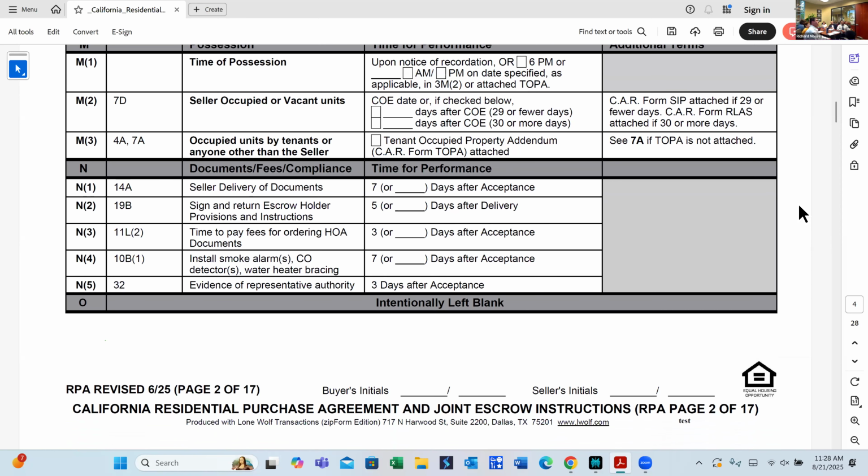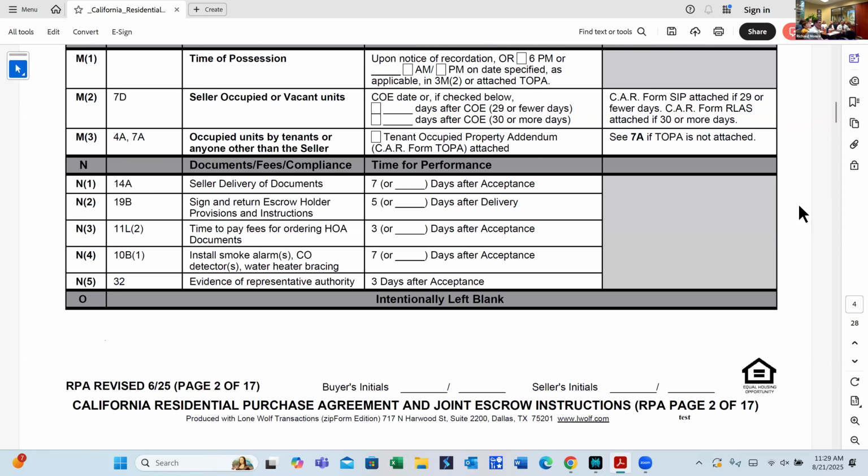And then seller delivery documents, all the seller disclosures that are provided within 7 days after acceptance. Sign or return escrow holder provisions. Well, we're supposed to return those within 5 days. Sometimes buyers, concerned about moving forward, think, "If I don't sign the escrow instructions, I can get my money back." It has no bearing. It's not correct. And then time to pay fees for ordering HOA documents. The seller has 3 days to pay for the fees to order the common interest disclosures. And they're all very expensive, by the way.